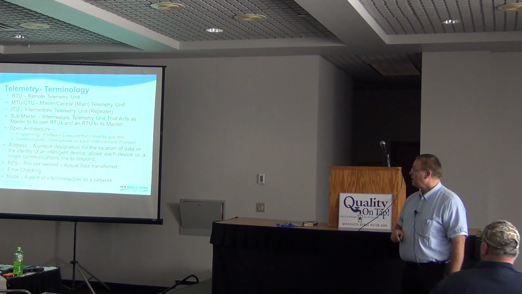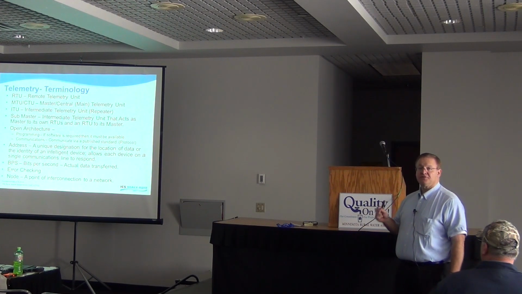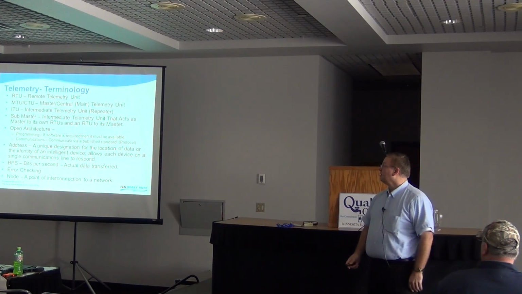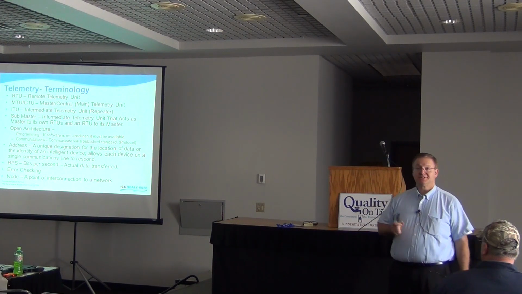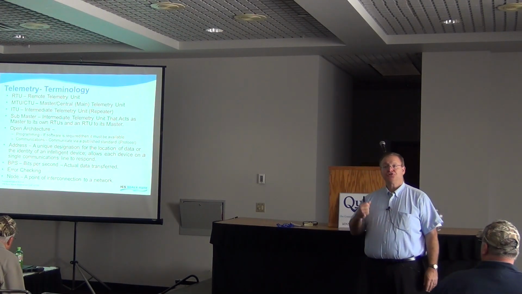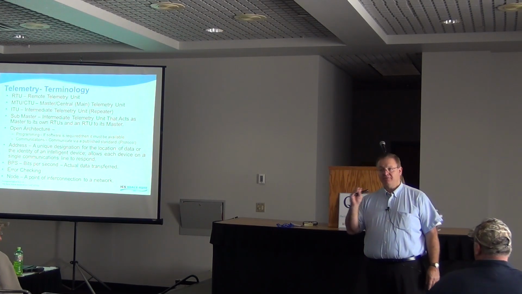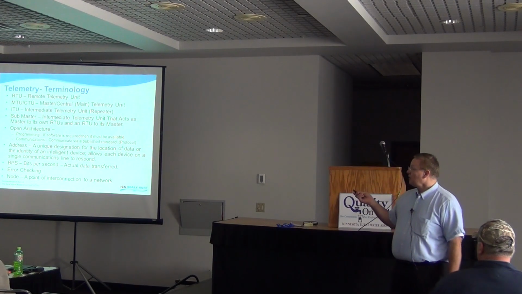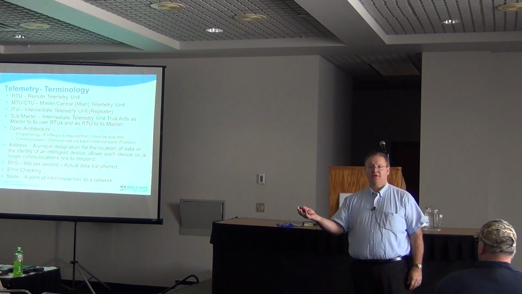Some telemetry terminology: remote telemetry unit. So basically this is just a telemetry unit that's remote from the master location. The MTU and CTU, master or central telemetry unit. This is the main unit that may actually control all the communications in the system. Maybe the main viewing point in that system. The ITUs, the intermediate telemetry unit, that may be a repeater site that's out there.